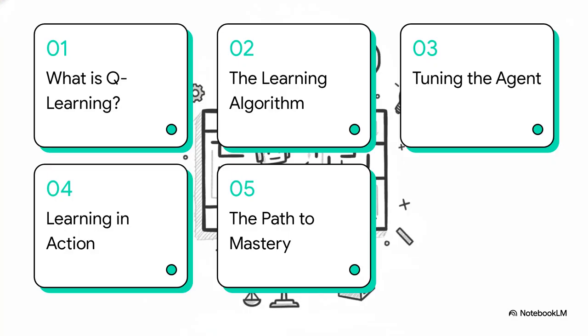So here's our game plan for today. We're going to start with the basics. What even is Q-learning? Then we'll look at the algorithm that makes it all tick. We'll see how you can tweak the agent's personality, walk through a real example step by step, and then we'll see it all come together in the end.